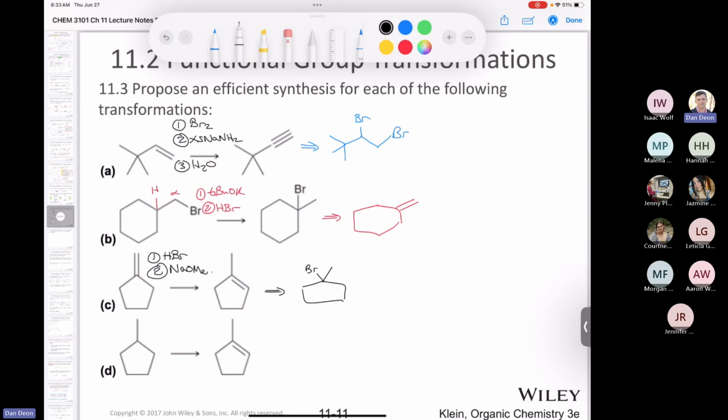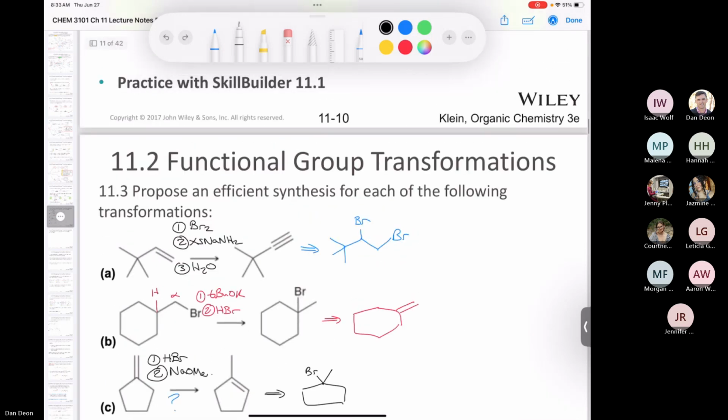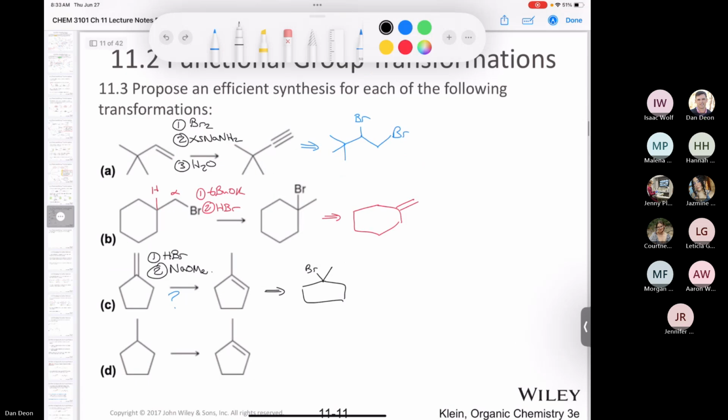There is another way to do this one, though. Does anybody know another way to do this one, or did anybody solve this one a different way before class or anything? I'll put it over here. There is another way, okay? Where's my pen? There we go. Like this, this, and this.